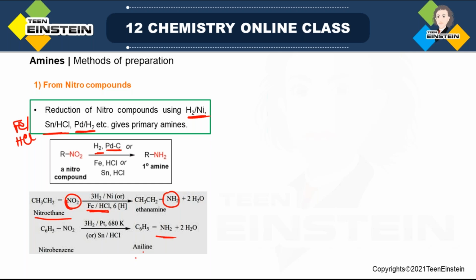So if you want to make aniline, obviously you have to start from some nitro substituted benzene, then the same type of reducing agent, and we are getting aniline.